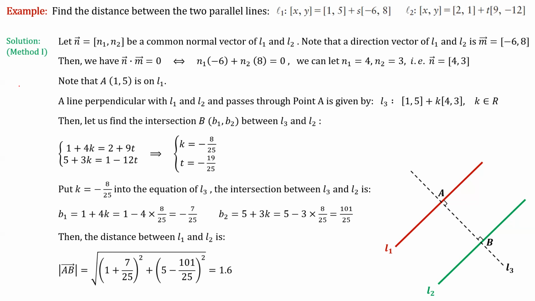Well, actually, method 1 is quite intuitive, right? If you find the coordinates for point A and coordinates of point B, then we can find the distance between A and B, which is the distance between the two lines. Okay, any questions?